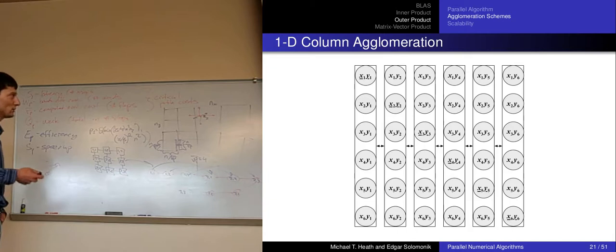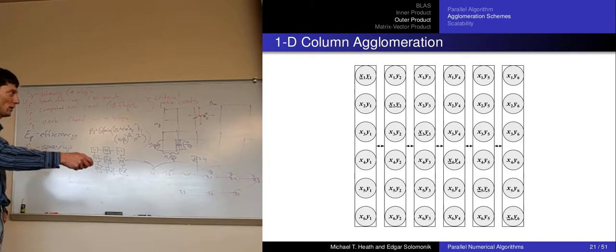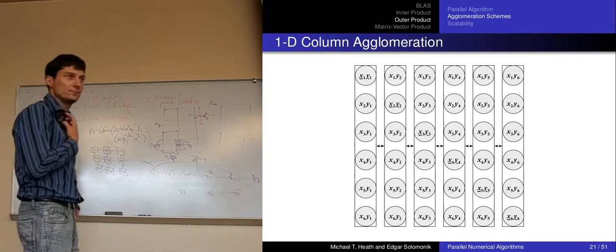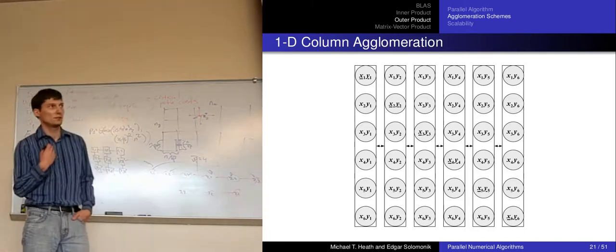Scatter? If we had X living on this column to start with, then it would be a scatter this way. But here the data starts on the diagonal, so it's something a little bit different. What communication collective is this?